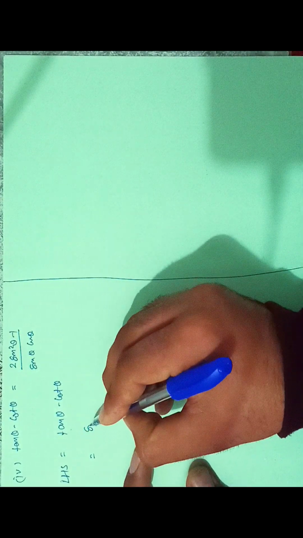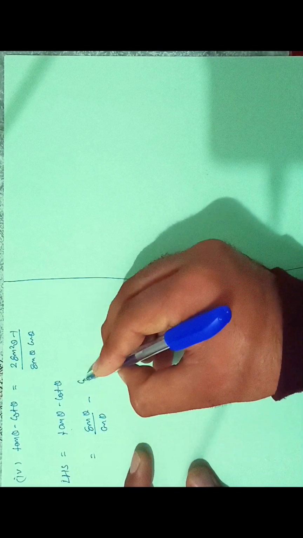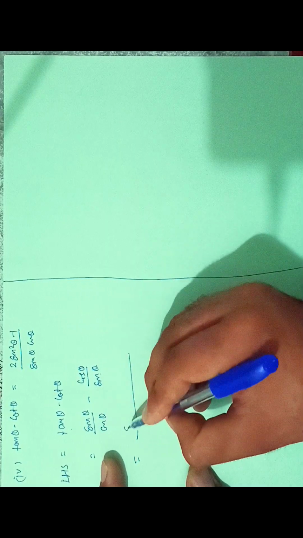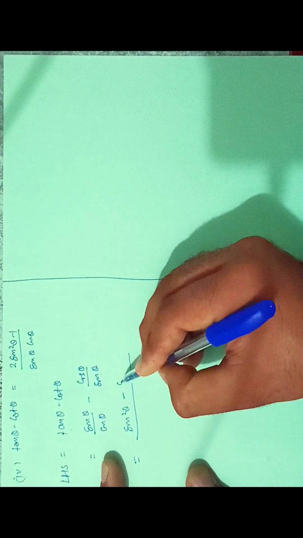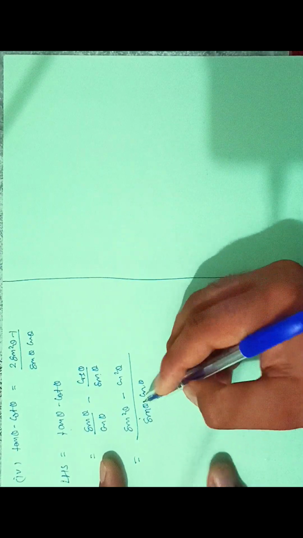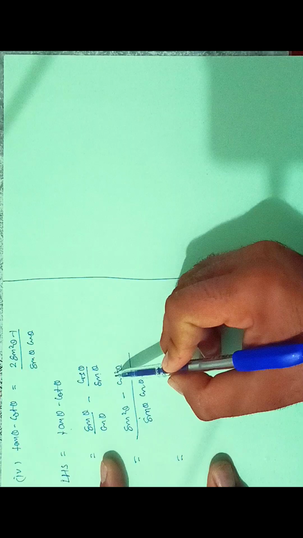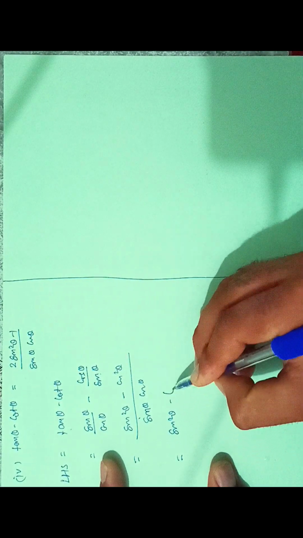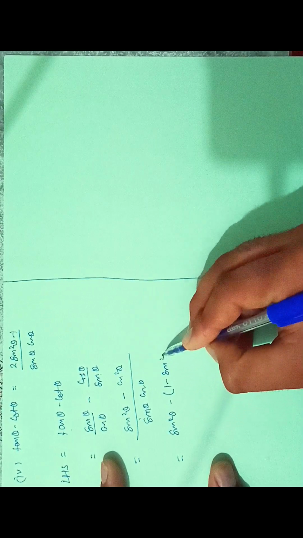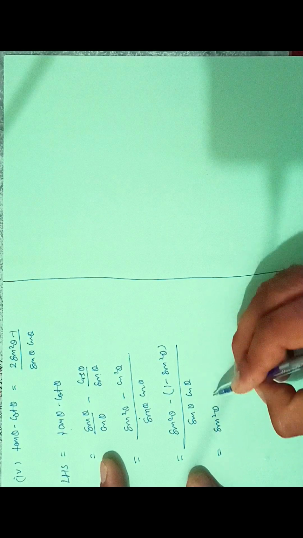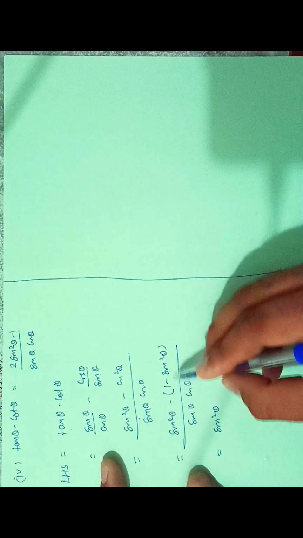So instead of tan theta, I can write sin theta upon cos theta, minus cos theta upon sin theta. Sin theta will be multiplied by sin theta, then it will be sin square theta. Cos theta will be multiplied by cos theta, then it will be cos square theta, and as a denominator we'll have sin theta into cos theta. I don't need cos square here, so instead of cos square, I can use 1 minus sin square. So it will be sin square theta minus (1 minus sin square theta), and as a denominator we have the same quantity, sin theta into cos theta.